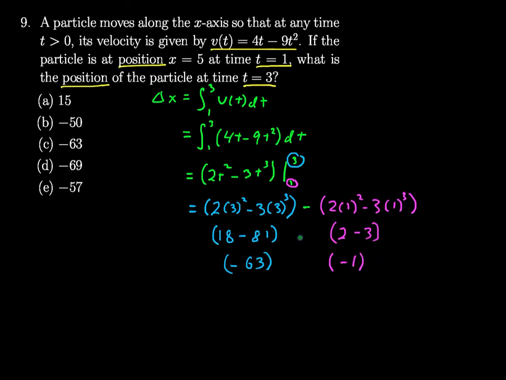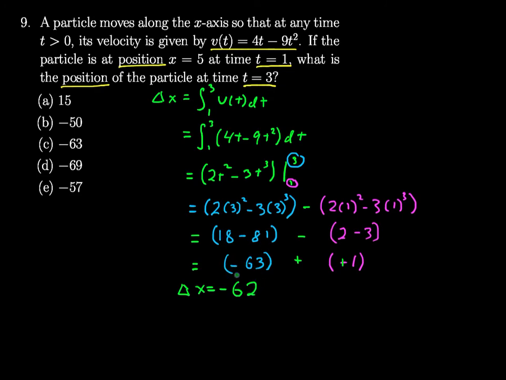And we're still subtracting these two values. So we get that our delta x here now is equal to negative 63 minus negative 1. Well, minus a negative, I can add on this 1, and that'll get me to a negative 62.